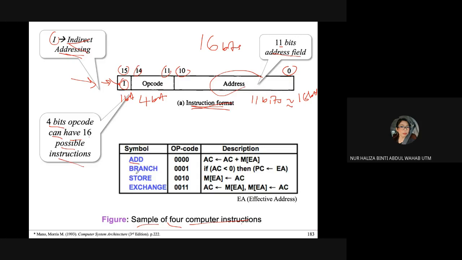As I already mentioned, each of them has its own opcode. So let's say the symbol of add is 0, 0, 0, 0. The symbol of branch is going to be the opcode 0, 0, 0, 1. So this depends on the instructions in your source code. So what will be your opcode? And this is the description for your operation.